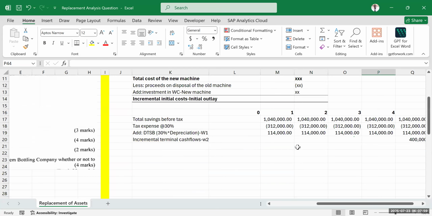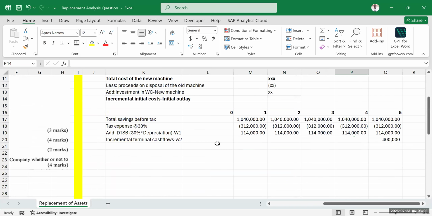So we've already taken care of the terminal cash flows. I was asking about the initial investment in year zero. Remember, if you decide to engage or buy the new machine, you are investing. That is an outflow at the start.